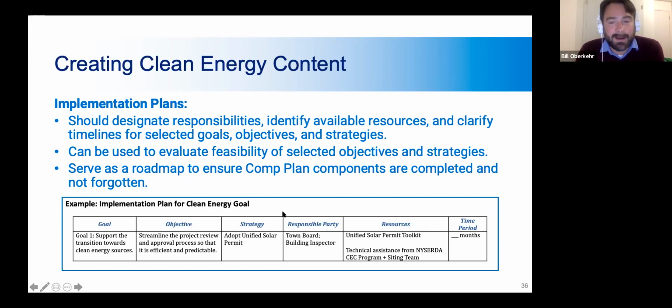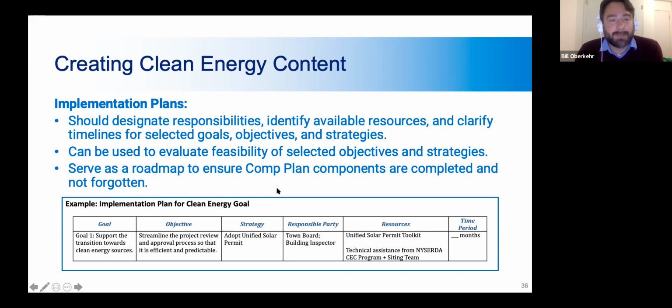Implementation plan. Again, with the specificity rubric here that we've got, this is the utmost specificity. This is as far as we're going to drill down.